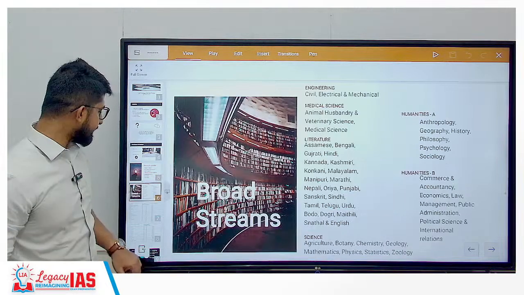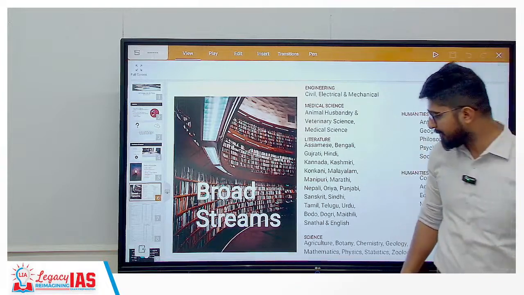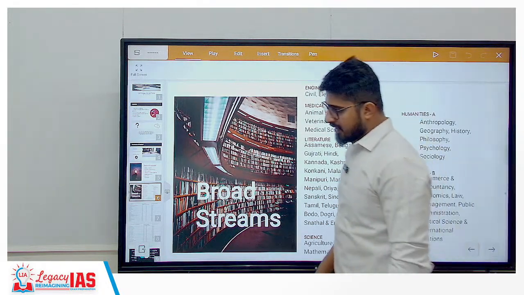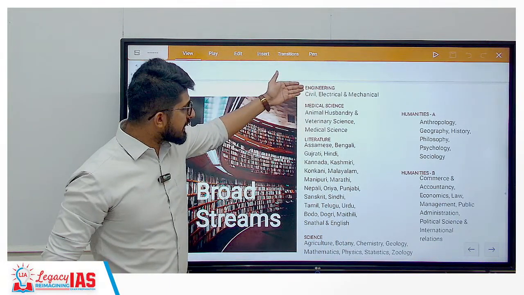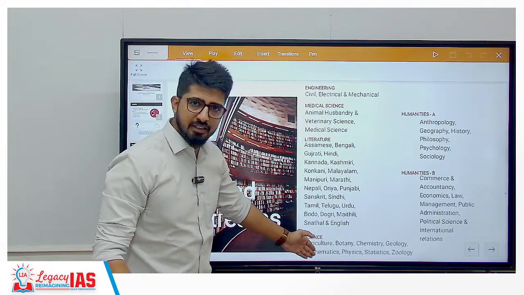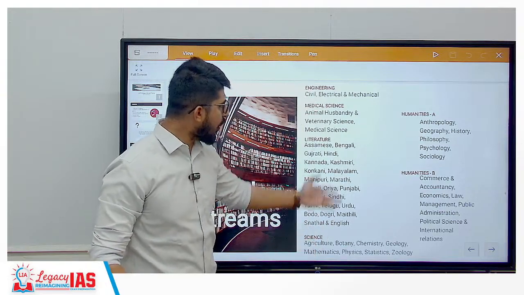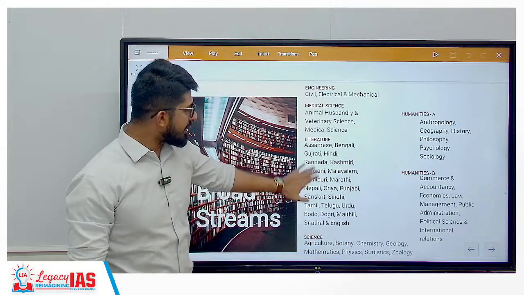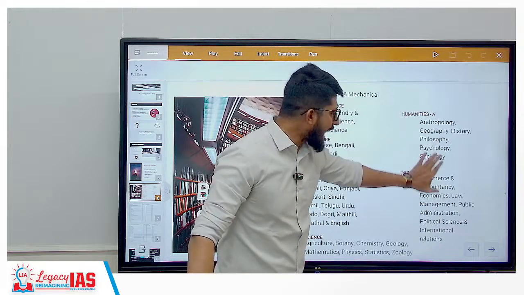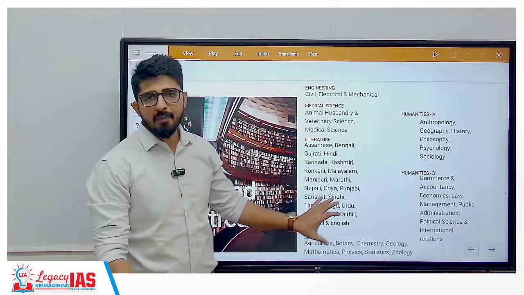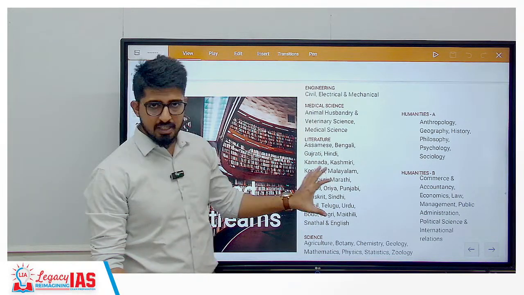Next, these are the optionals that are available. 48 optionals we were talking about. These are the optionals. So we would put engineering, medical science and the sciences under the science section. Okay, engineering, medical science and sciences. So these are all sciences itself. And then you have the literature part, which is separate. And then you have humanities A and B. This is the classification given by UPSC. This is how UPSC classifies the subjects.